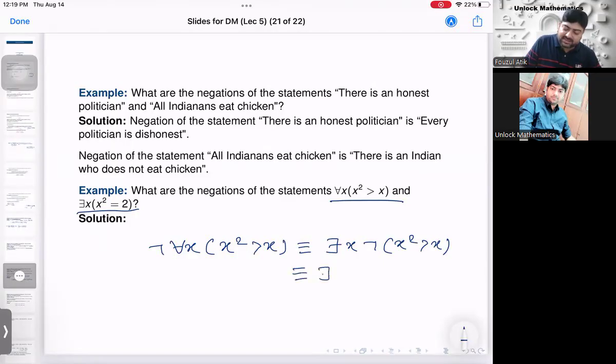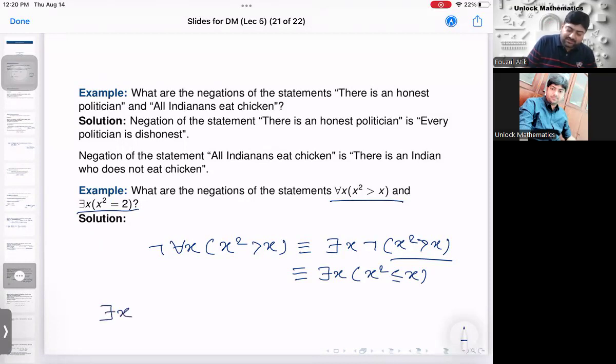Now, there exists x, I'm keeping it as it is, but not of x square greater than x. What is the negation of it? Yes, the negation will become x square is less or equal to x. So there exists x such that x square is less or equal to x. This is the negation.